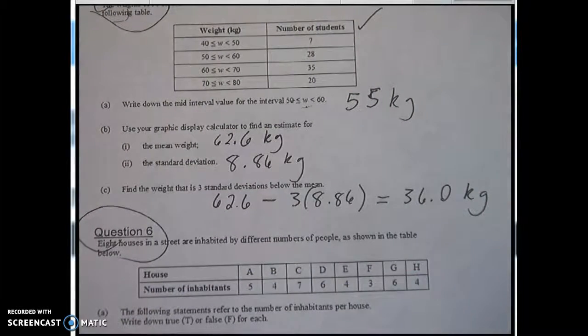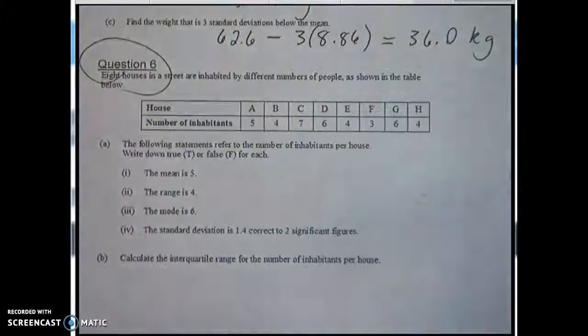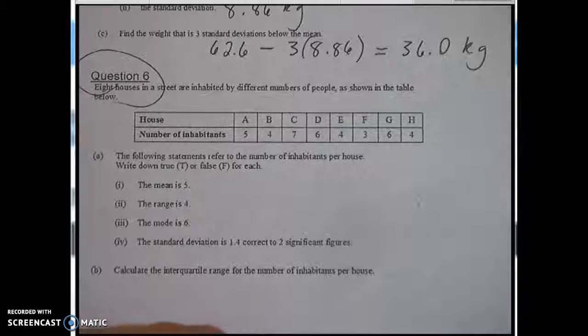I'm going to do one more. 8 houses in a street are inhabited by different numbers of people, as shown in the table below. House A, B, C, D, E, F, G, and H, and we got 5, 4, 7, 6, 4, 3, 6, 4. For the following statements, refer to the number of inhabitants per house. Write down true or false. That gives us the mean, the range, the mode, and the standard deviation.